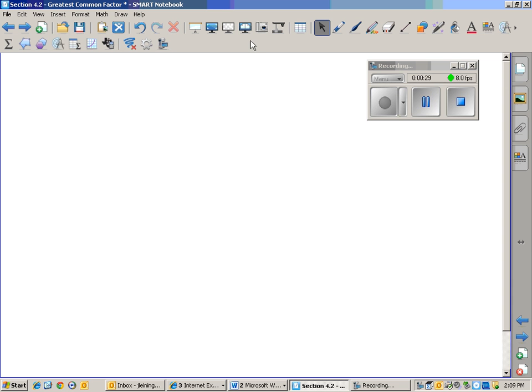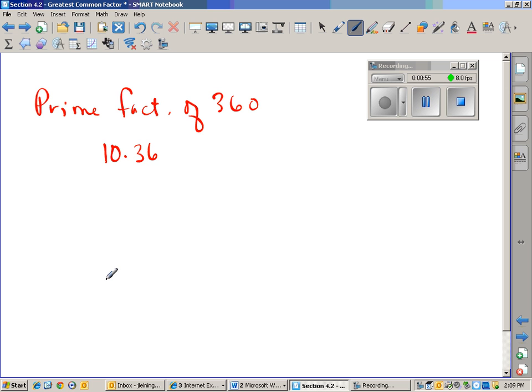We are going to review how to do the prime factorization of a number and how we're going to write it. So I'm going to do the prime factorization of 360. Now there's a lot of different ways we can start. 360 has a lot of factors, so you might choose to start the way I start, 10 times 36. That seems pretty easy to me. These are not prime numbers. I have to keep going.